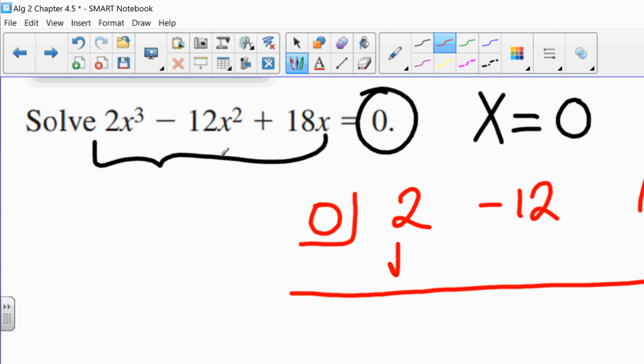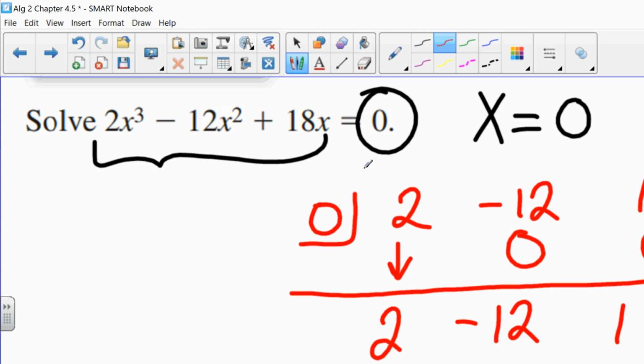We can drop the 2 down. And well, 0 times 2 is? Negative 12 plus 0 is? 0 times negative 12 is? 18 plus 0 is? 0 times 18 is? And 0 plus 0 is? 0. So we have a remainder of 0.